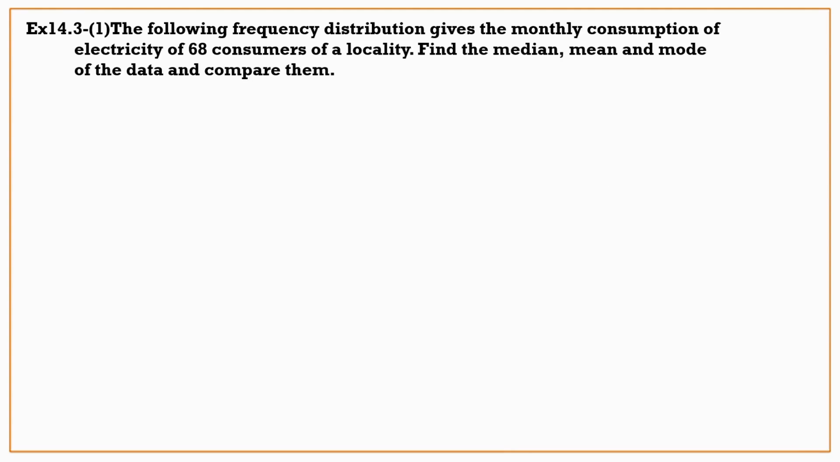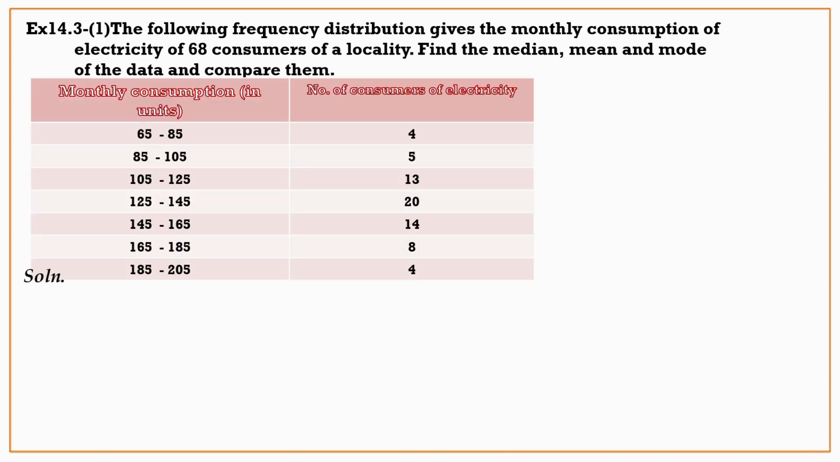Now moving to the next problem. The following frequency distribution gives the monthly consumption of electricity of 68 consumers of a locality. Find the median, mean and mode of the data and compare them. So here we need to find everything, like mean, median and mode. Okay, so let's check how to solve it.